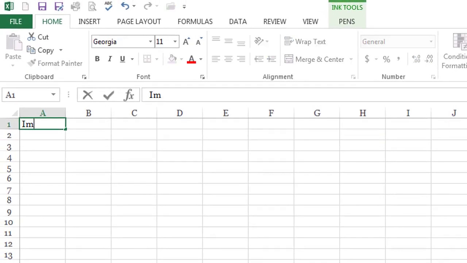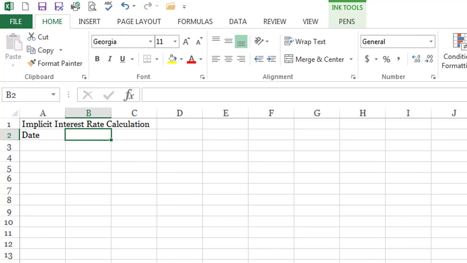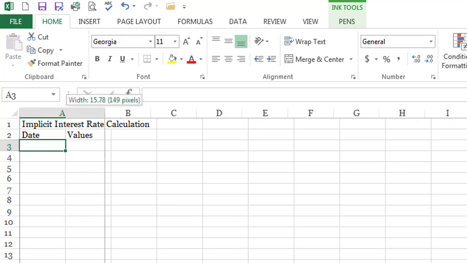So let's start by giving this a title. This is our implicit interest rate calculation. And we'll need two columns. We'll need a date, and then we'll need our values for our calculation. And I'm going to make the date column a little bit bigger.